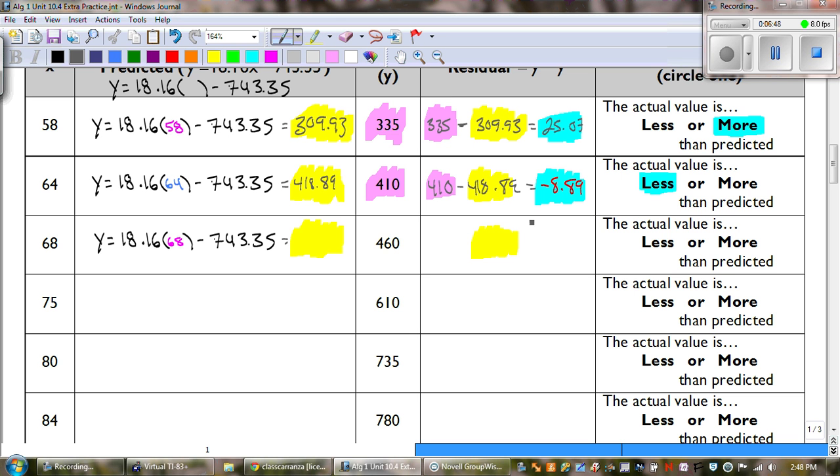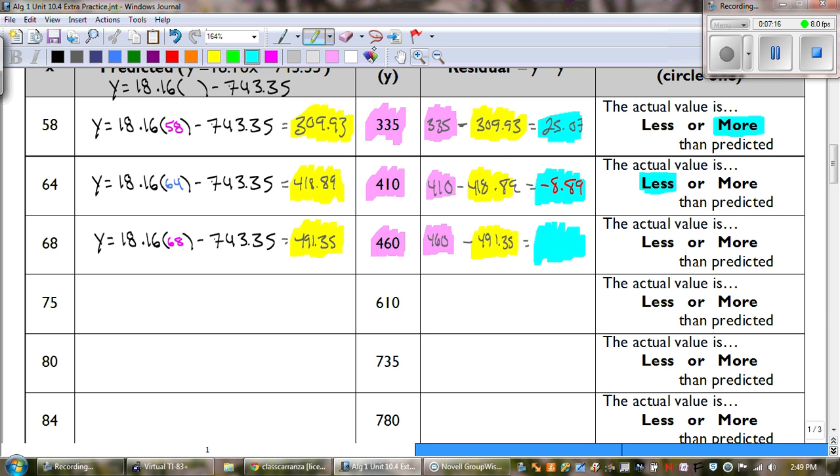What'd you get? Yeah, I'm already working ahead. I'm getting my equation set up for the next one because I'm waiting to hear what you say. Did you get 491.35? That's what you should have gotten. And now as you plug this in, you should kind of know if it's going to be positive or if it's going to be negative.